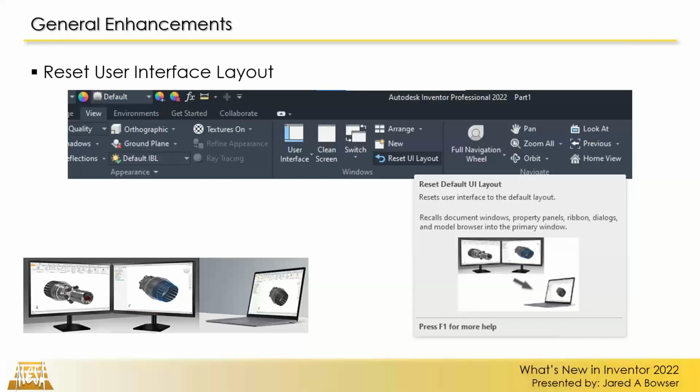I've seen plenty of times where you switch from 2 monitors to 1 monitor and you start a command and that command is somewhere else. It's out in space somewhere. So you have to get creative with some of your keyboard shortcuts to get that toolbar back onto your screen. So this Reset UI Layout lives on the View tab. Keep that one in mind if you ever notice something like that, or if you ever go from 2 screens down to 1 screen and you need to easily get everything back to where it belongs.